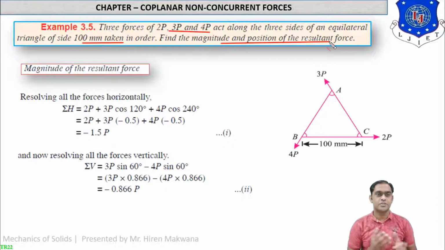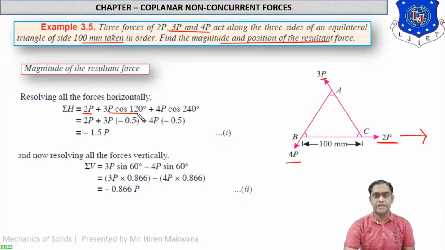Let us see first of all the magnitude of the resultant force. Resolving all the forces horizontally, in this figure the only horizontal force is 2p. But 3p and 4p are inclined forces, so we have to make horizontal components of 3p and 4p. So sigma H is equal to 2p first. Why is it positive? Because 2p is going towards the right side, and right side means positive x-axis, so it is a positive value.